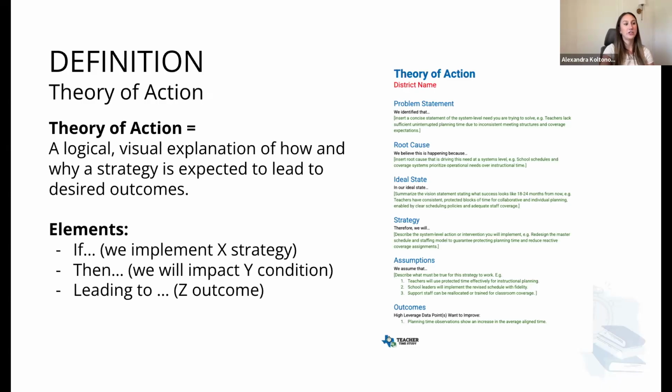The actual theory of change, which again, I shared in the chat, here's the template here. Again, a lot of this work you've already done. We're going to go through this on the next couple slides, but it's organized around a problem statement, then your root cause of why you believe that's happening, your ideal state, the strategy that you want to enact, the assumptions that you need to hold in order for that strategy to be true or to reach your ideal state, and then your outcomes that you're hoping to achieve.